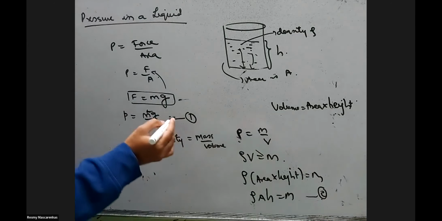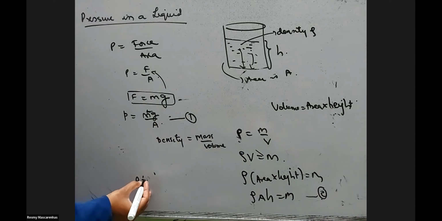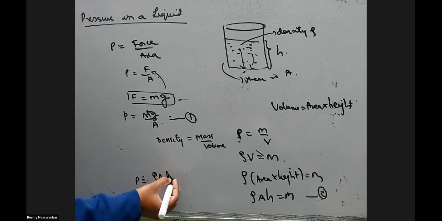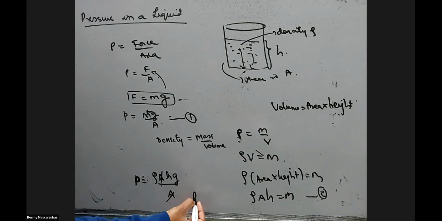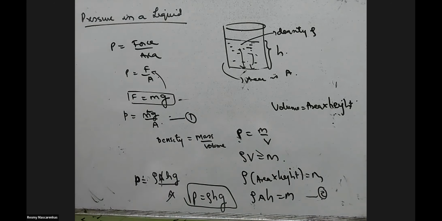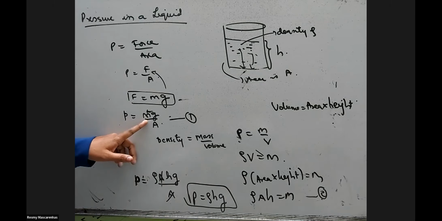Put the value of m over here. A and A will cancel. The pressure is rho h g, where h is the height, rho is the density, and g is the gravity, acceleration due to gravity, which is 9.8. So this is the pressure formula for a liquid in terms of density. If you want it in terms of mass and all, you can use this.